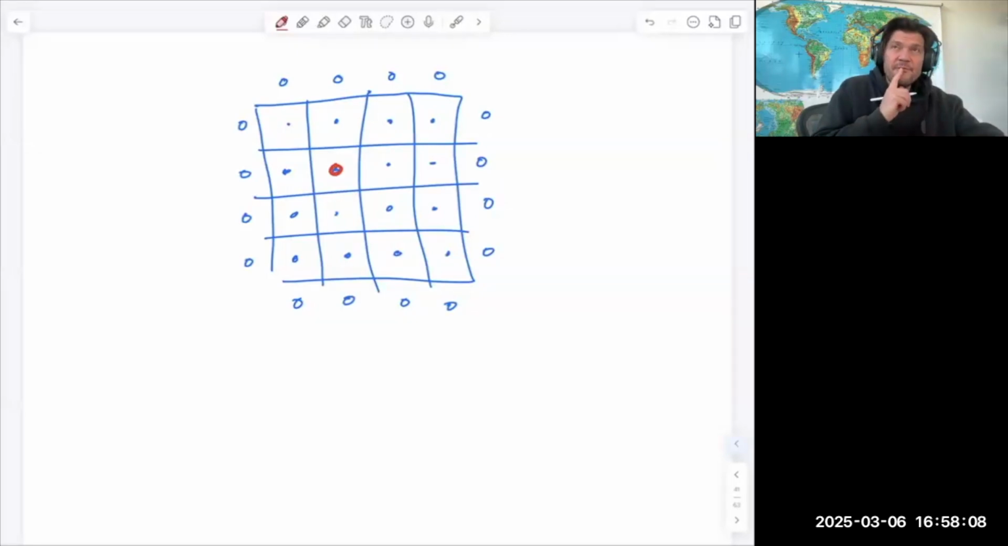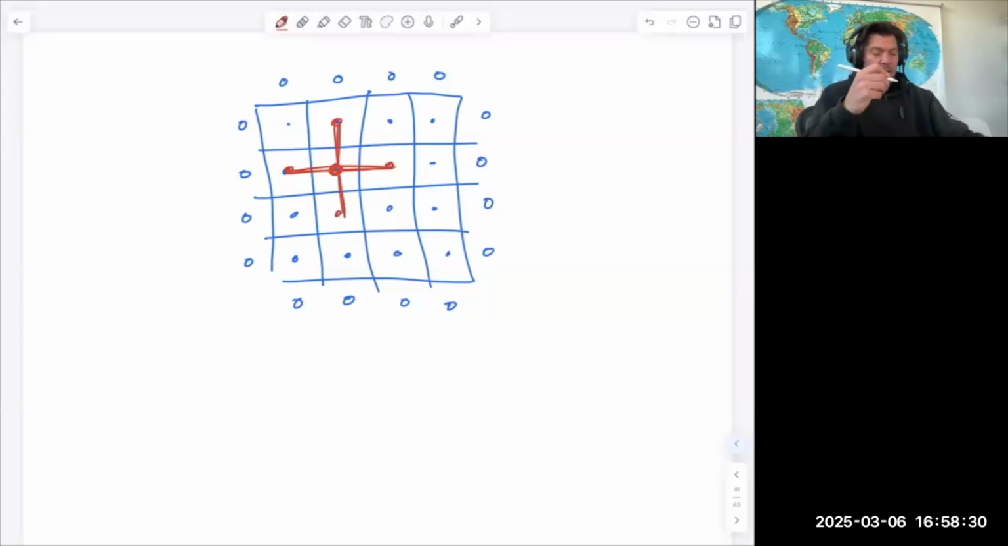So remember the 5-point stencil, how did that work? I needed to sample these nearby points, right? 1, 2, 3, 4. And the reason I did that is basically I was building a one-dimensional Laplacian in two different directions, an x direction and a y direction. So the x direction Laplacian went that way and the y direction went that way. And that resulted in this 5-point stencil.